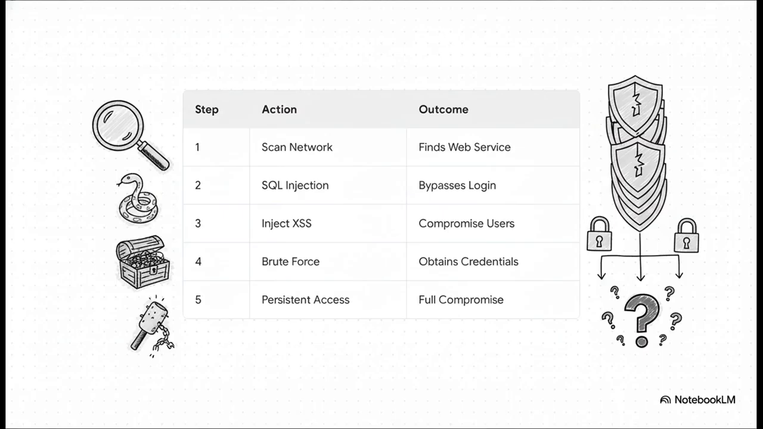The scan finds the door. The SQL injection picks the lock. The XSS attack sets a trap for people already inside. And the brute force, well, that steals the master key. It's a powerful reminder that security isn't about having one super strong wall. It's about having layers. A failure at any one of these steps could have stopped this whole attack in its tracks. So the question this leaves us with is, how many of these steps would your network be able to stop?